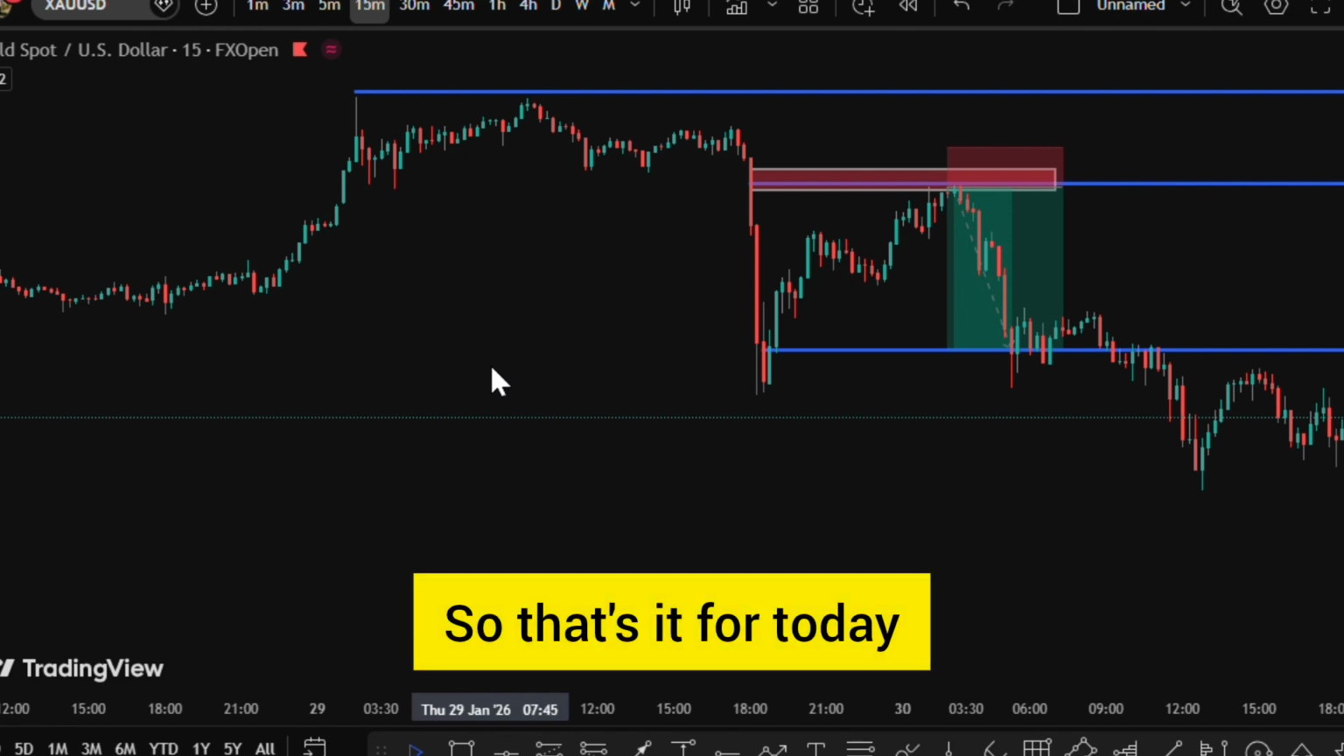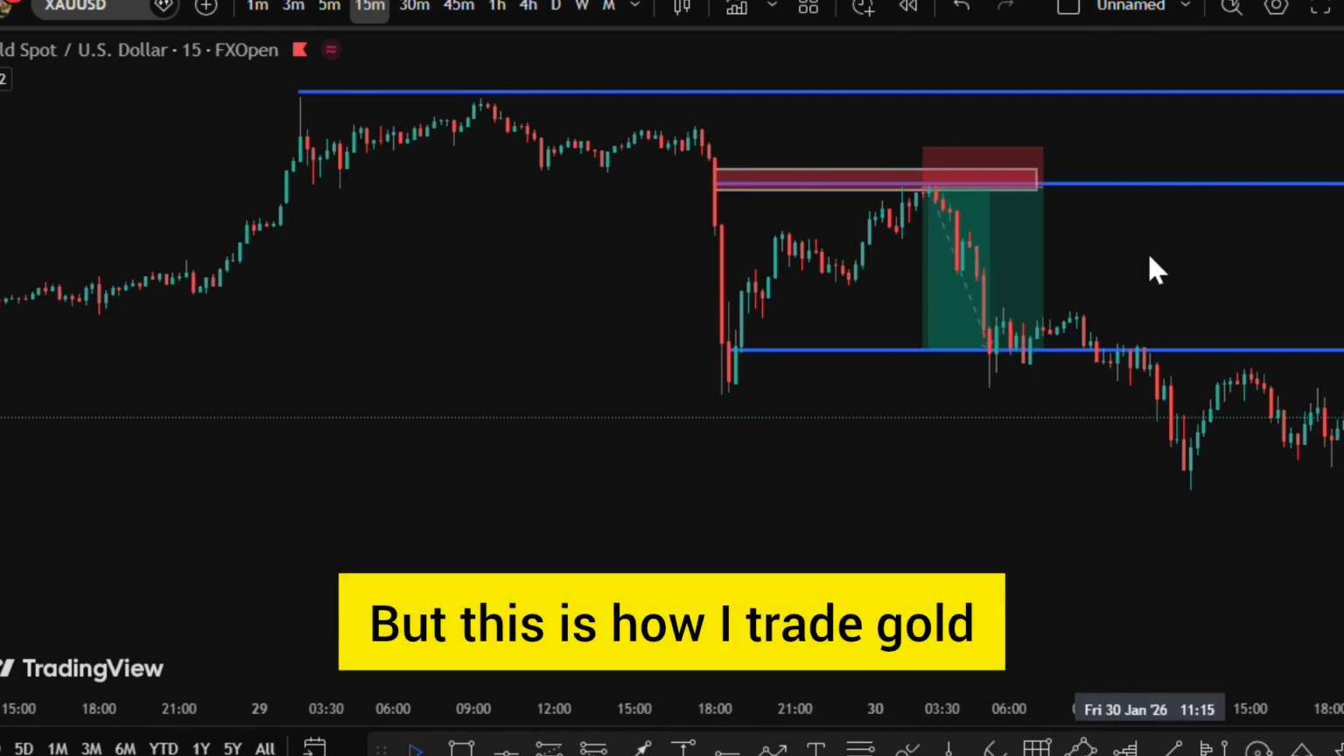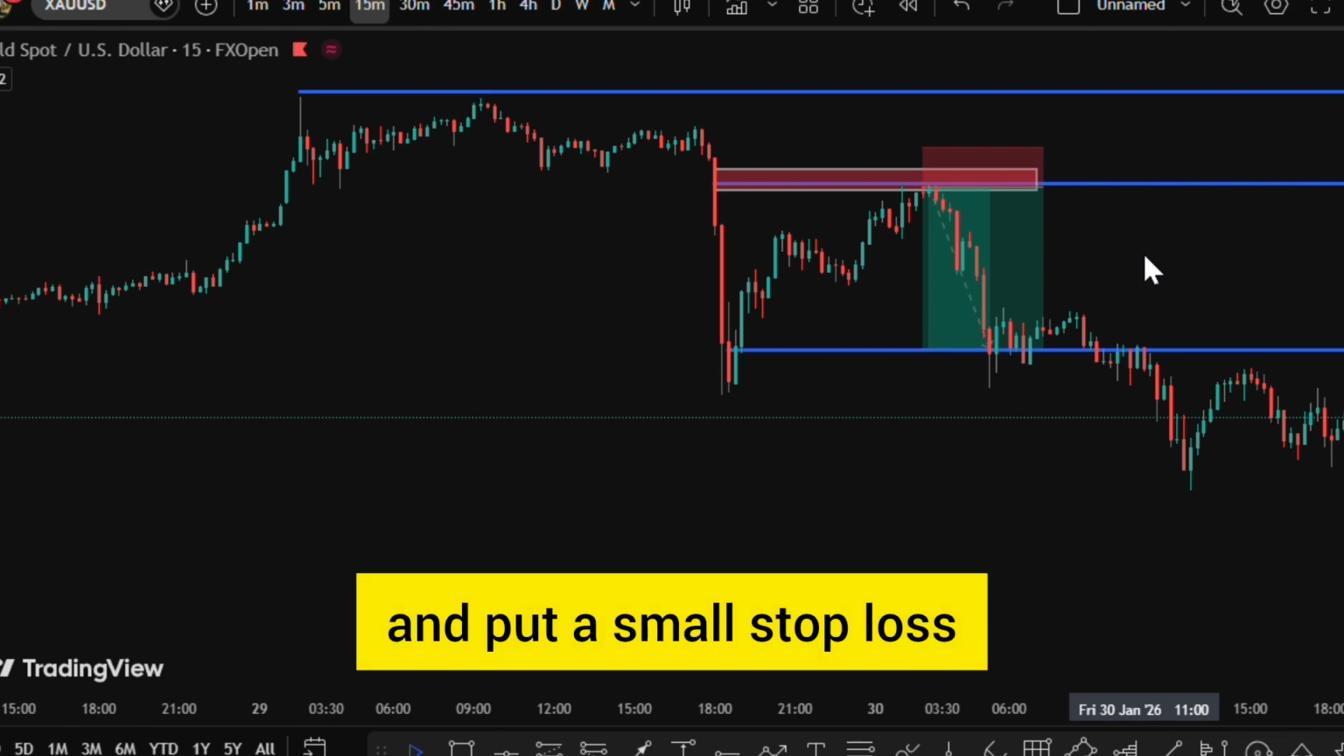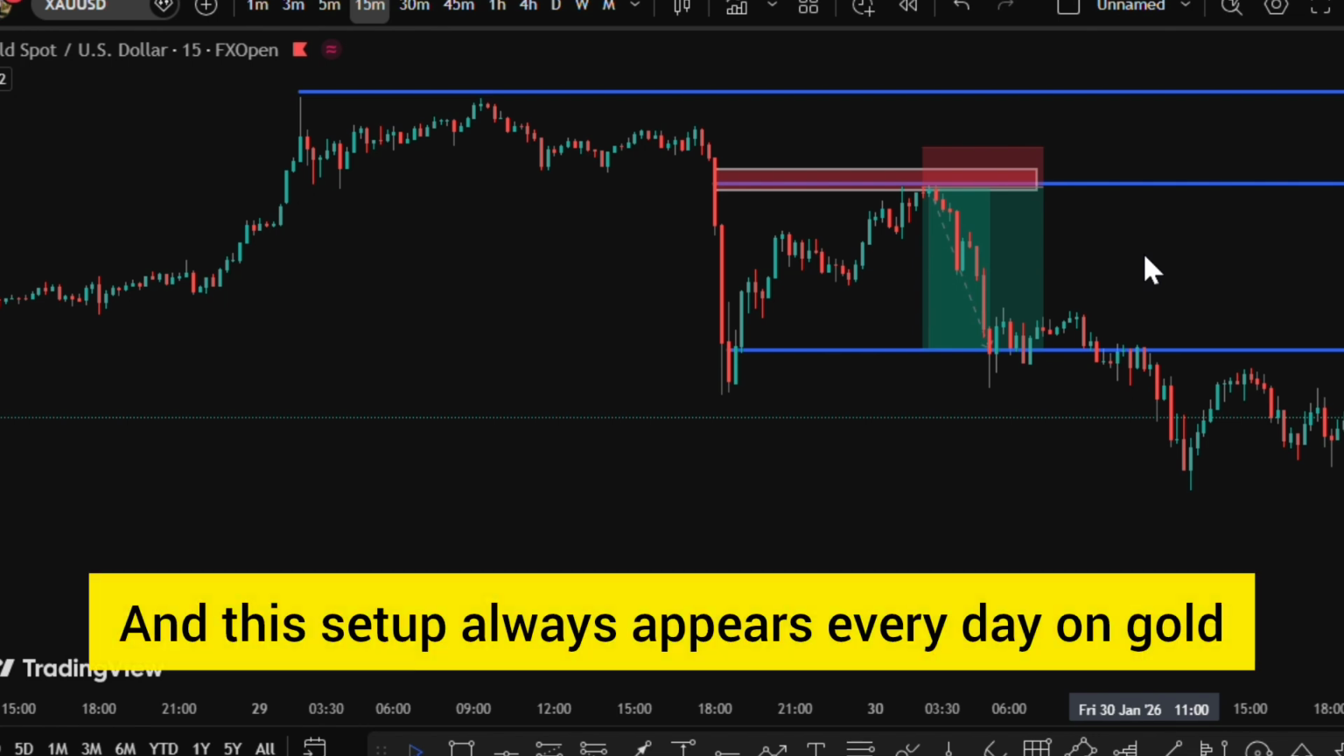So that's it for today. But this is how I trade gold when I want to get a sniper entry and put a small stop loss. And this setup always appears every day on gold.